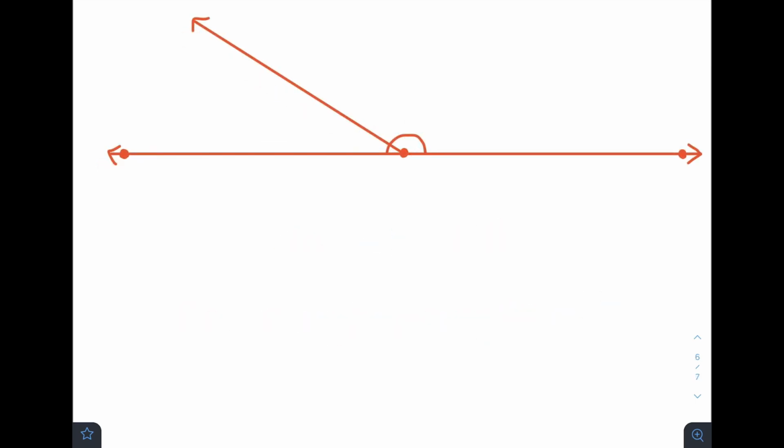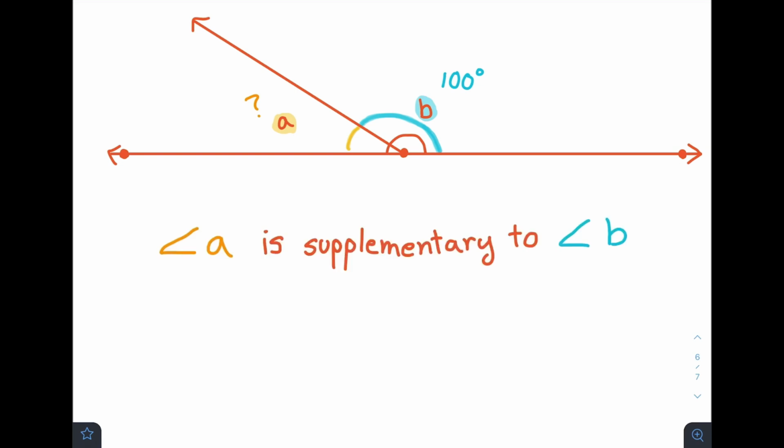I know you're smart, so let's try this example. Let's say that we have this straight angle and it's divided into two smaller angles. Those angles are angle A and angle B. Let's say that angle B is 100 degrees. What is angle A? That's for you to figure out. We're given that angle A is supplementary to angle B, and angle B is 100 degrees. Let's see if you can figure out what angle A is.